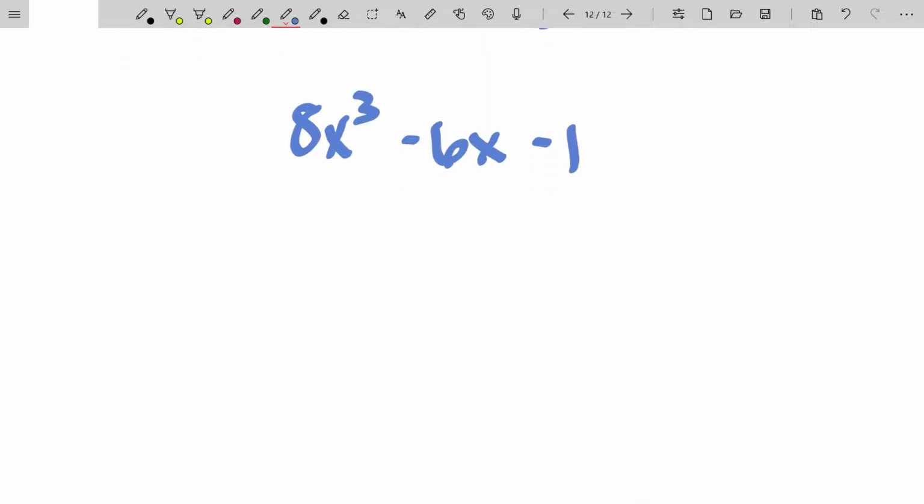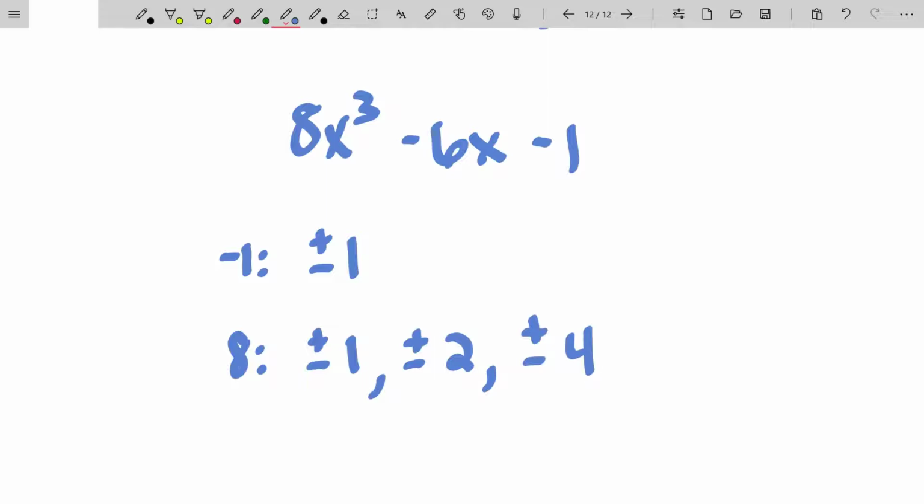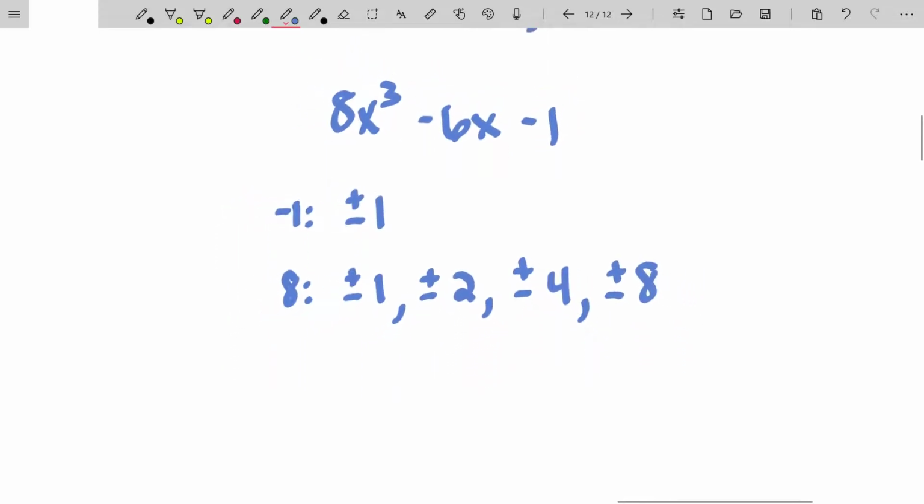And to do so, notice it has integer coefficients. To do this, we take a look at the factors of negative 1 and the factors of 8. In other words, we take a look at the factors of the constant term, which are technically just plus and minus 1, and the factors of the leading coefficient, which is 8. And numbers that multiply into 8 are plus or minus 1, plus or minus 2, plus or minus 4, and then plus or minus 8. And then you would do synthetic division to see if any of these is actually a root.